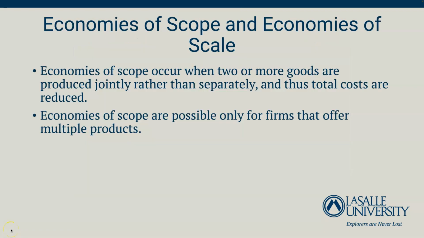Now, economies of scope, on the other hand, occur when two or more goods are produced jointly rather than separately, and thus total costs are reduced. So there you might see some cost savings when it comes to healthcare administration, for instance. If you have one set of administrators for a variety of services rather than having two sets of administrators for different services. Economies of scope are possible only for firms and organizations that offer multiple products.